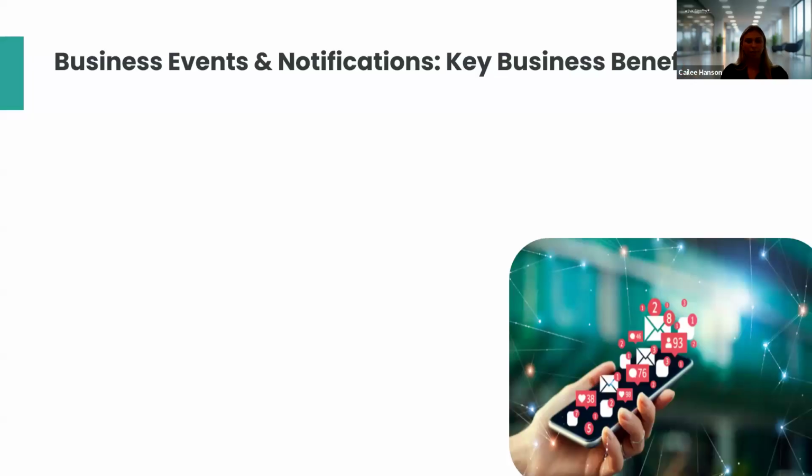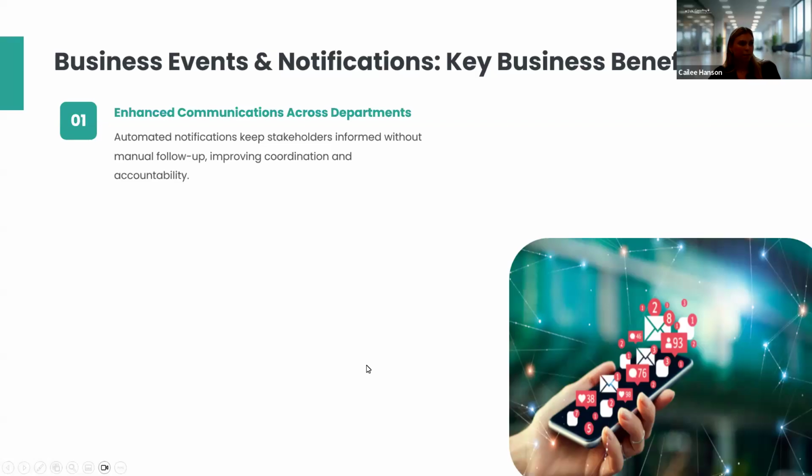So if you want to send something to a customer to say, hey, you haven't paid your invoice and it was due last week, you can have that automated within the system and send those out. So as we get into the software, I'll show you different examples of common business events that we've seen, and then we'll set up a new one as well. But looking at some of the key business benefits of those is really enhanced communications across departments.